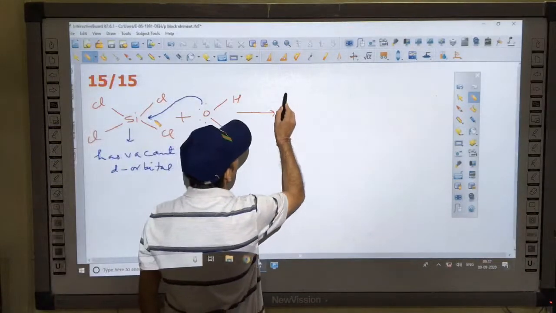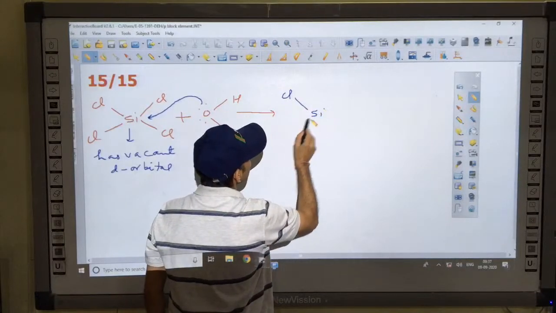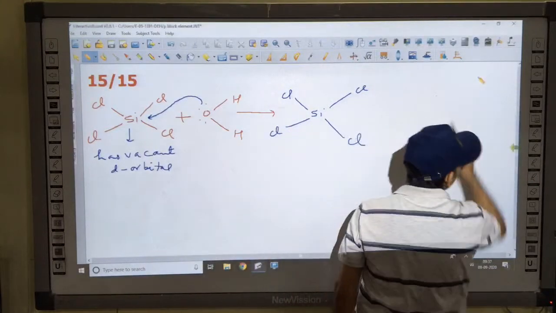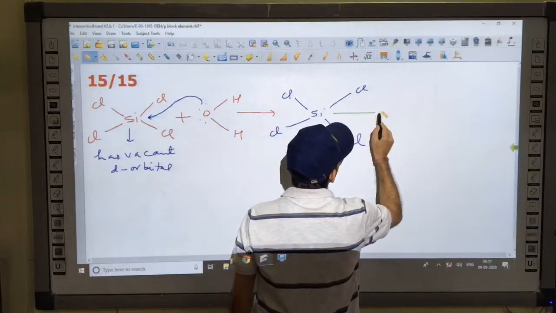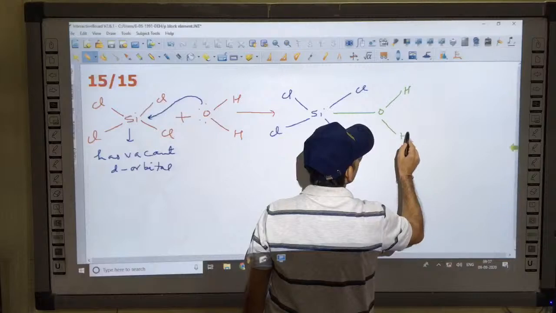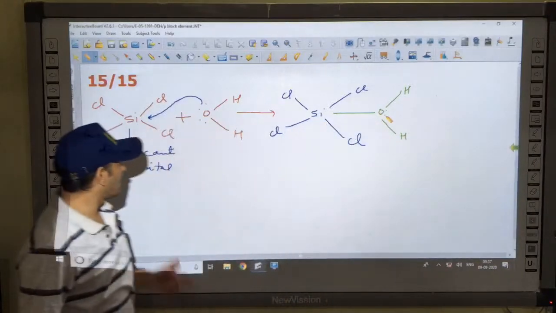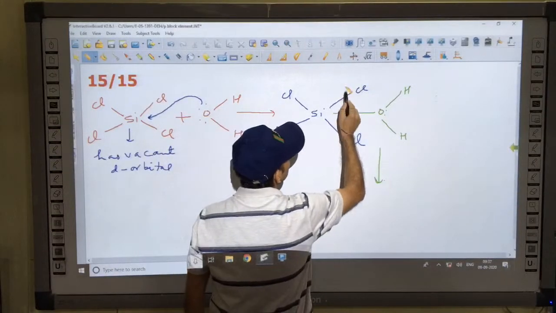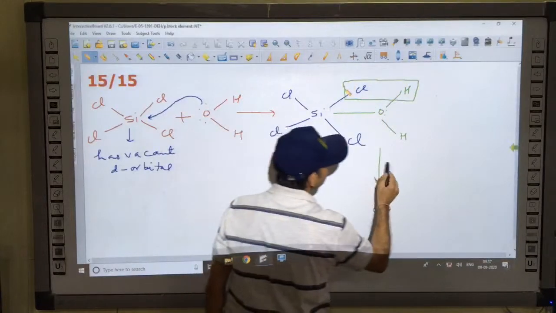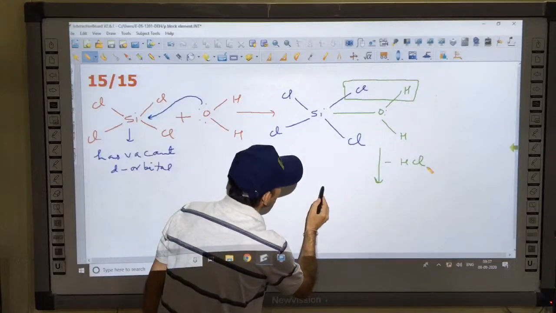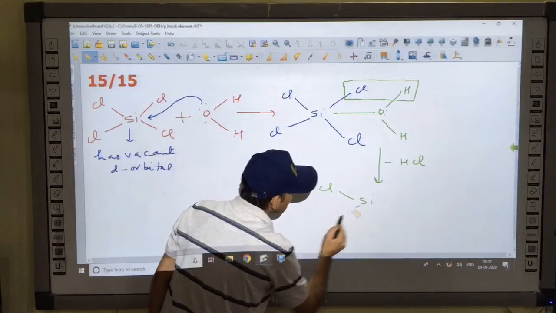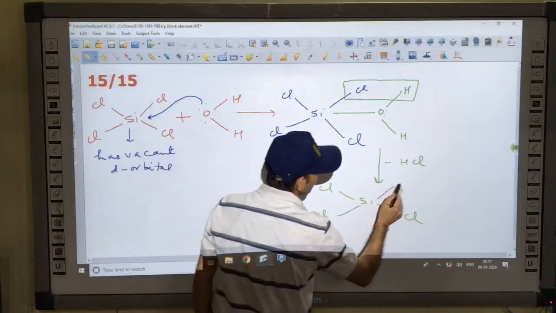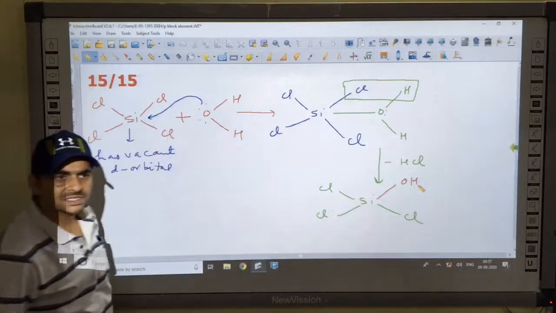Now, if it is forming an extra bond, what has happened? Silicon, chlorine: these were the 4 bonds. Now it has formed an extra bond with oxygen. Yes or no? Why has it formed an extra bond? Because it had d orbital. After the formation of this bond, HCl is removed, forming Cl, silicon, Cl, and what is left? OH. Now you see, one Cl is replaced by one OH.